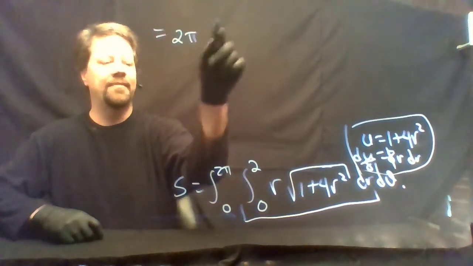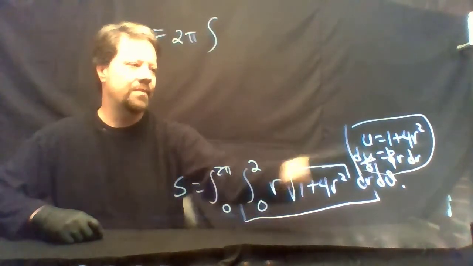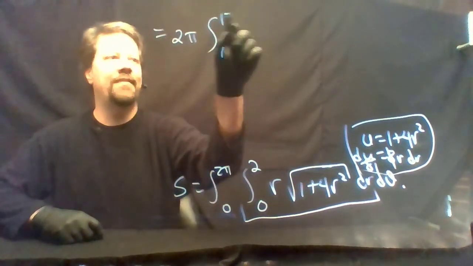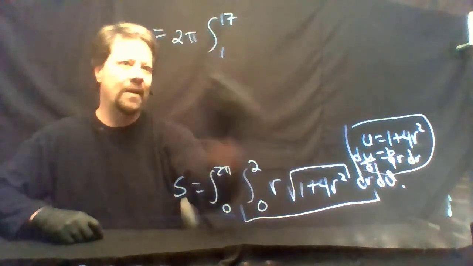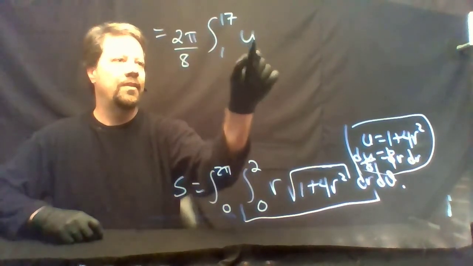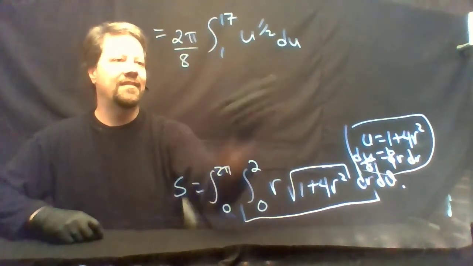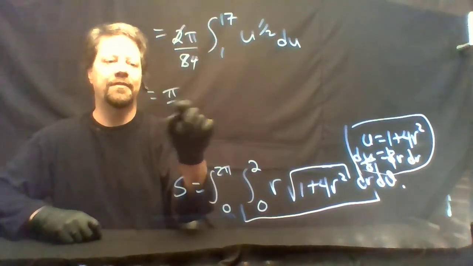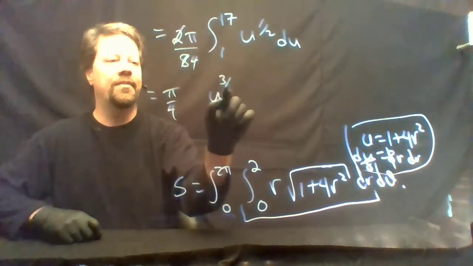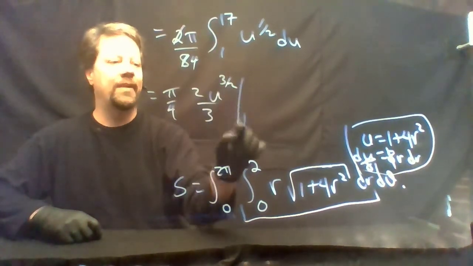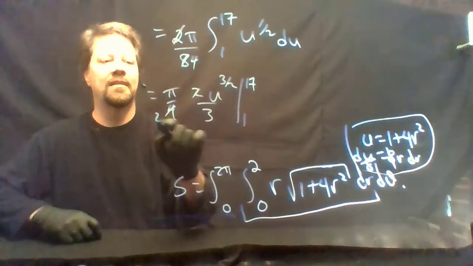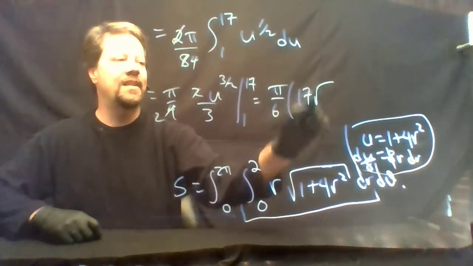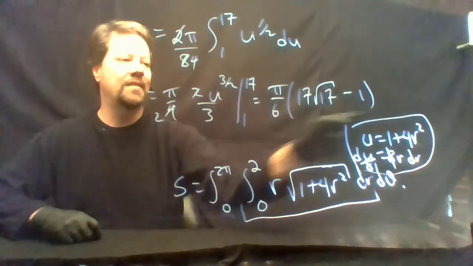We'll have 2 pi. The integral transforms to the integral from 1 to 2 squared is 4, times 4 is 16, plus 1 is 17. We'll have a 1/8 u to the 1/2 du. With a little cancellation, we'll have pi over 4 u to the 3/2 times 2/3, evaluated from 1 to 17. That gives us pi over 6 times 17 root 17 minus 1.